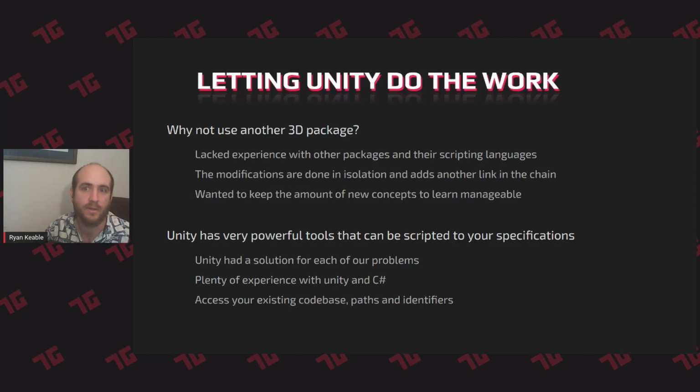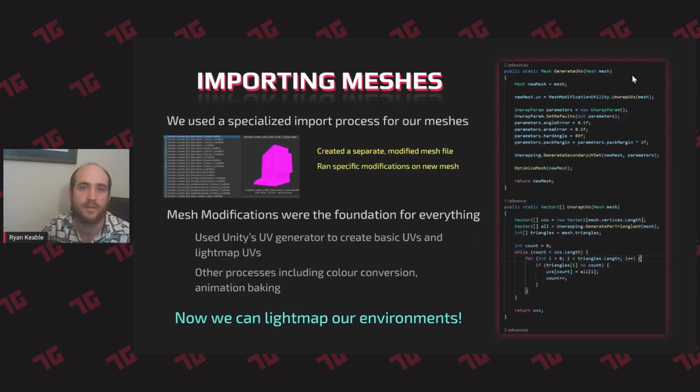Another great thing was that by using Unity to run a lot of these tools, we had access to our existing code base, our paths, and our identifiers within our scripts. So the first thing we had to do was make some UVs, because we didn't have any UVs. So we used a specialized import process for our meshes, where we would import our mesh, and during import, we would create a separate modified mesh file, and on that modified mesh file, we would run specific modifications to that new mesh that was being generated.